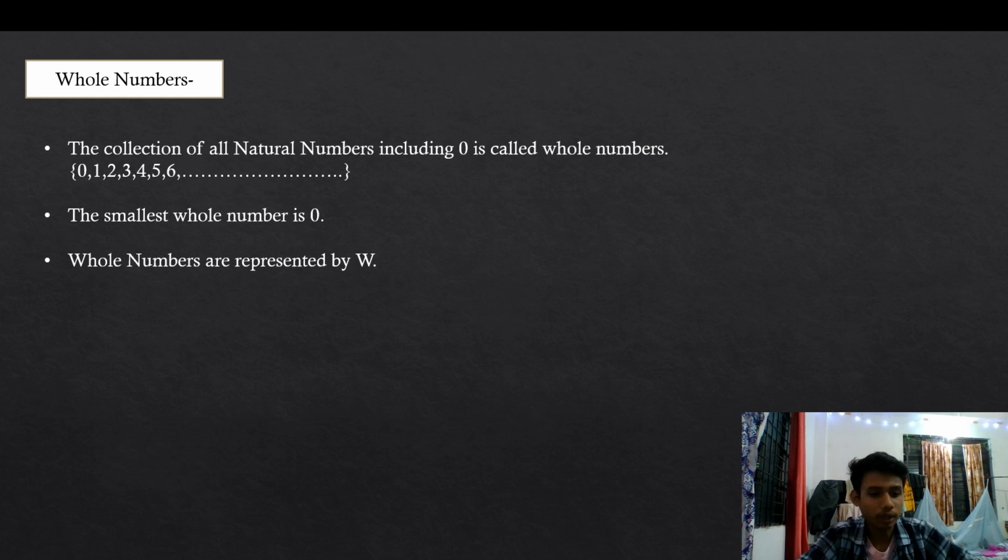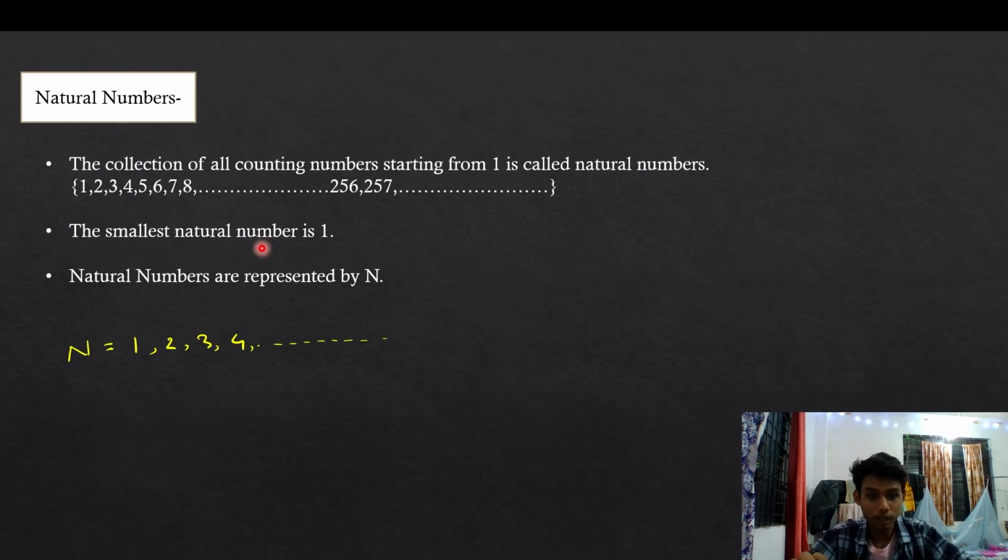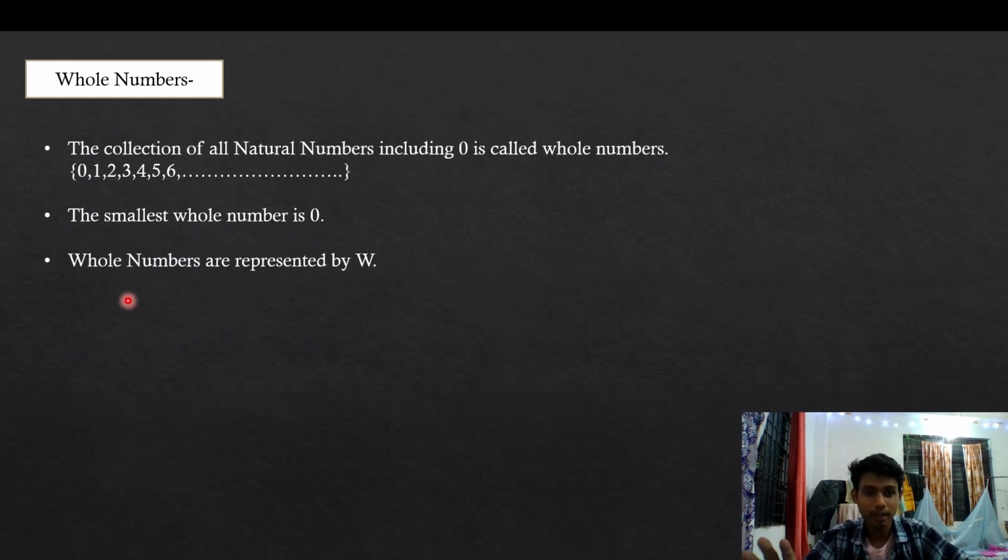Now comes our next topic, the whole numbers. Now what are whole numbers? The collection of all natural numbers including 0 is called whole numbers. Now we have to remember that the smallest whole number is 0, whereas the smallest natural number is 1, and the whole numbers are represented by capital W. That means W equals 0, 1, 2, 3 up to infinity.